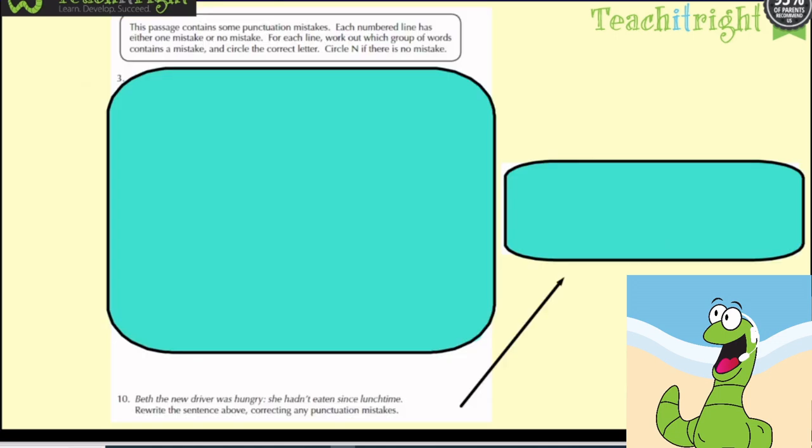Now we're going to have a look at a passage with punctuation mistakes, each numbered line having one or no mistake. Circling the correct letter for each one. I'm going to reveal the whole passage together for this.